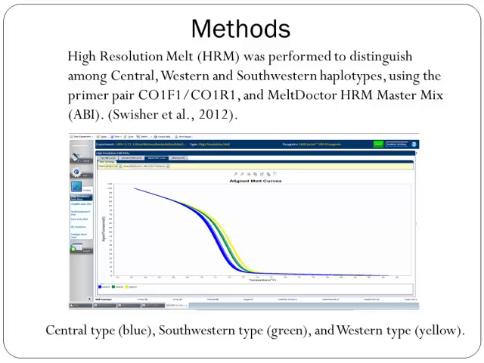Clearly, we can see the three different haplotypes. The blue one stands for central, and southwestern is in the middle, the green line here. And western is on the very far right, shown in yellow.